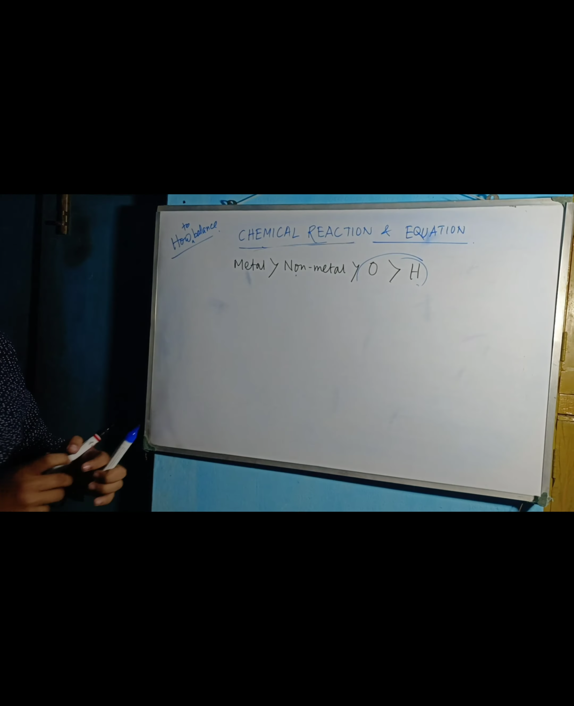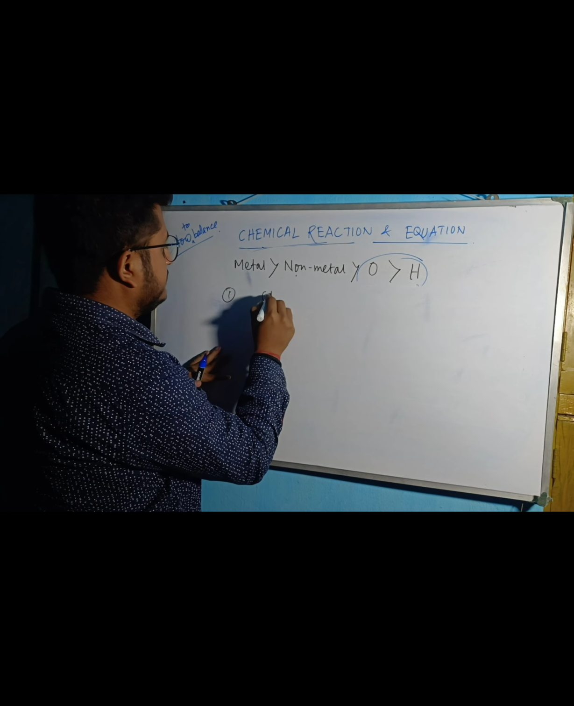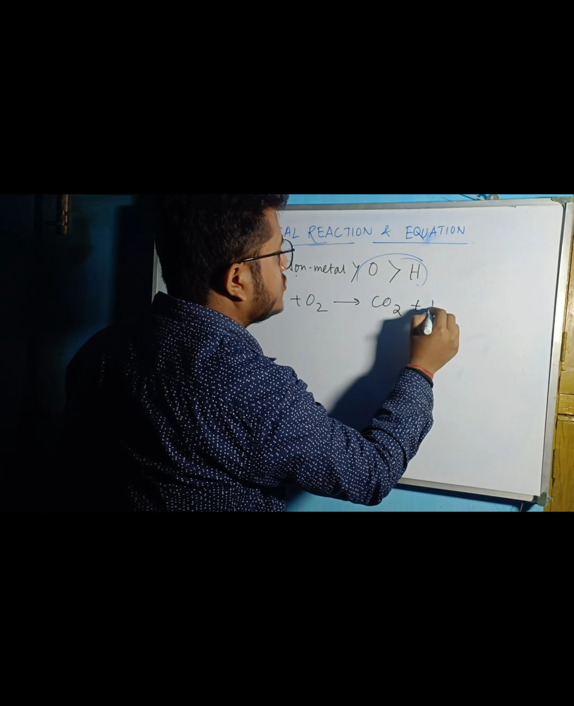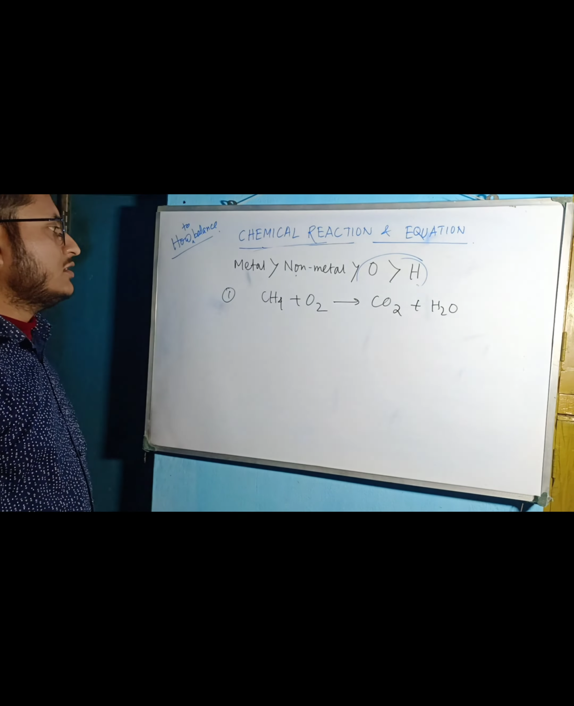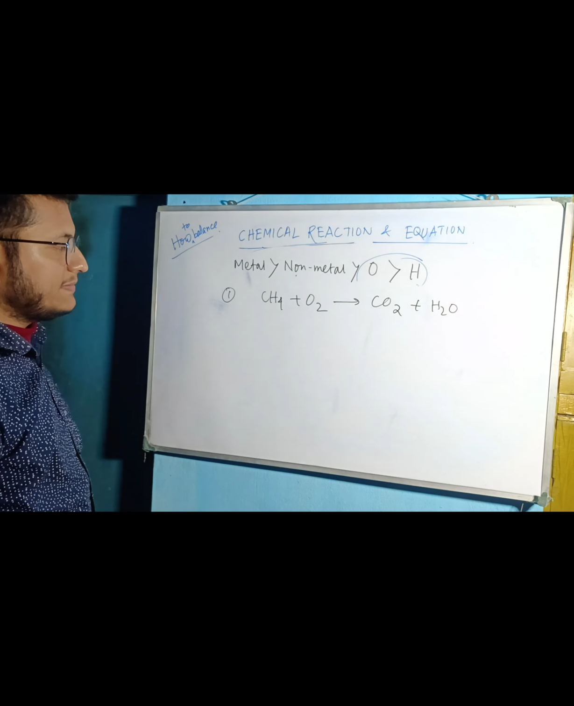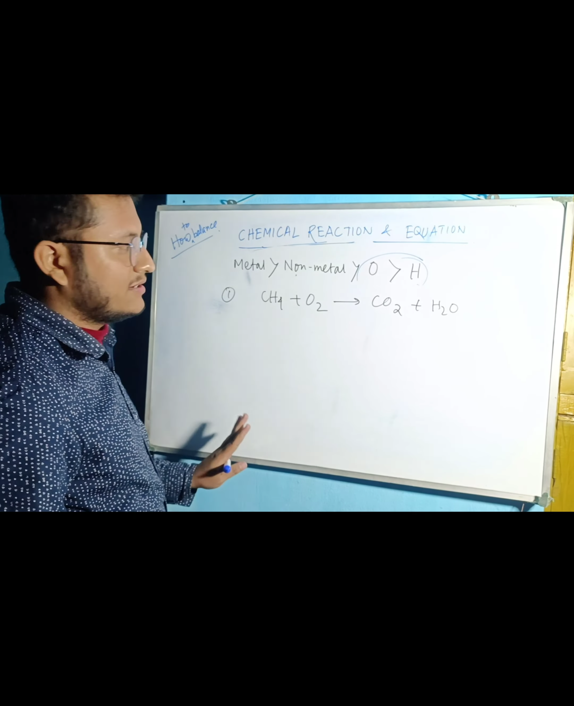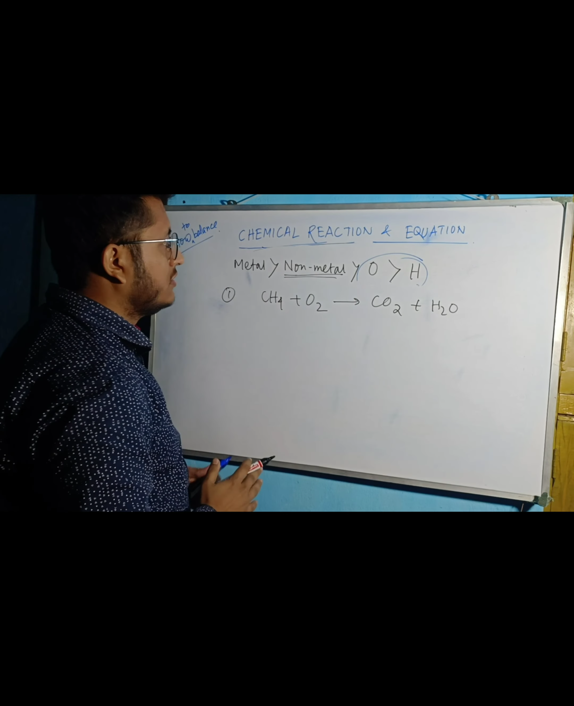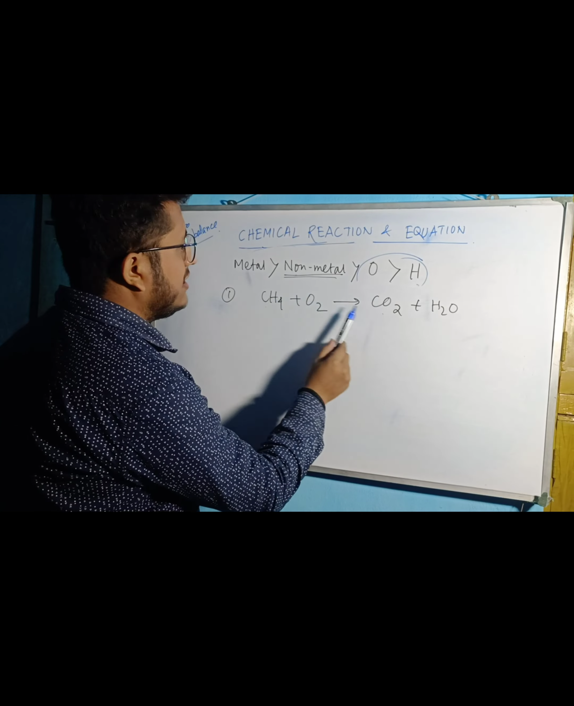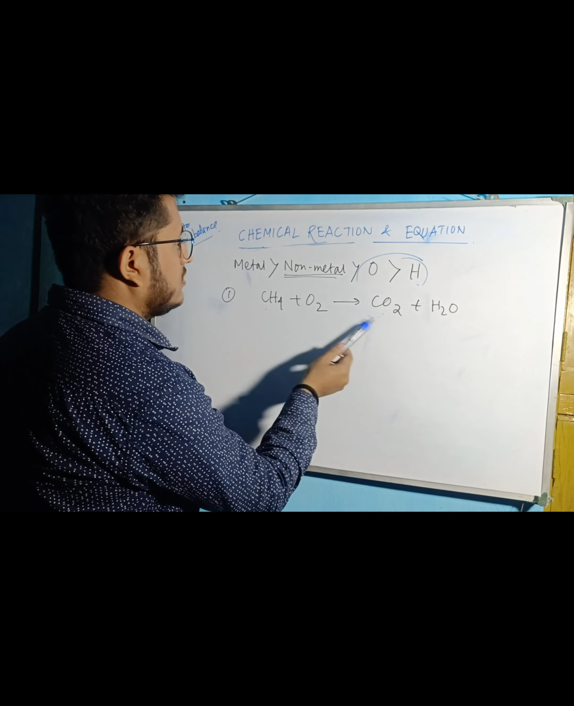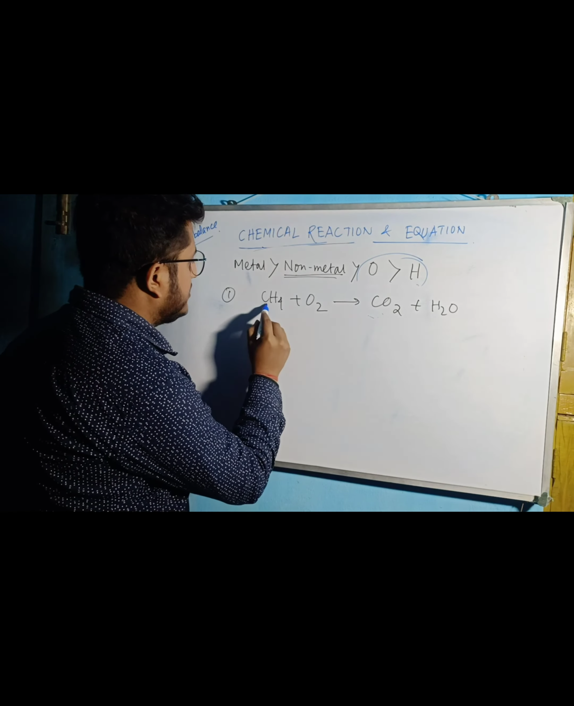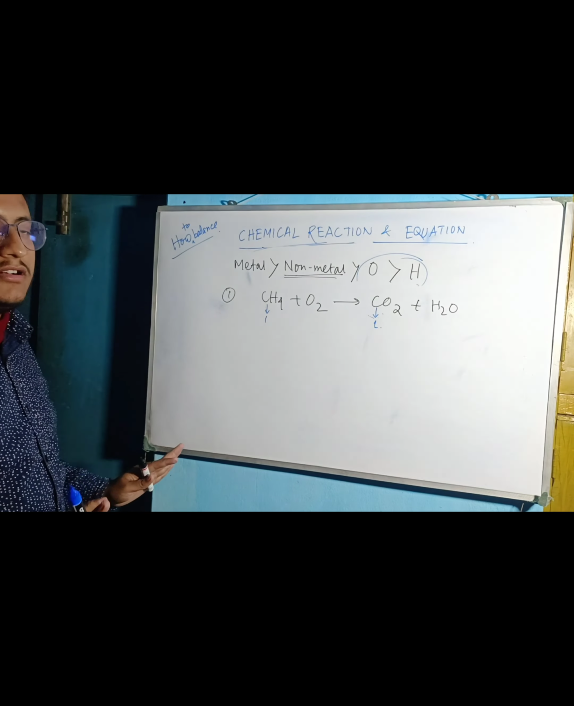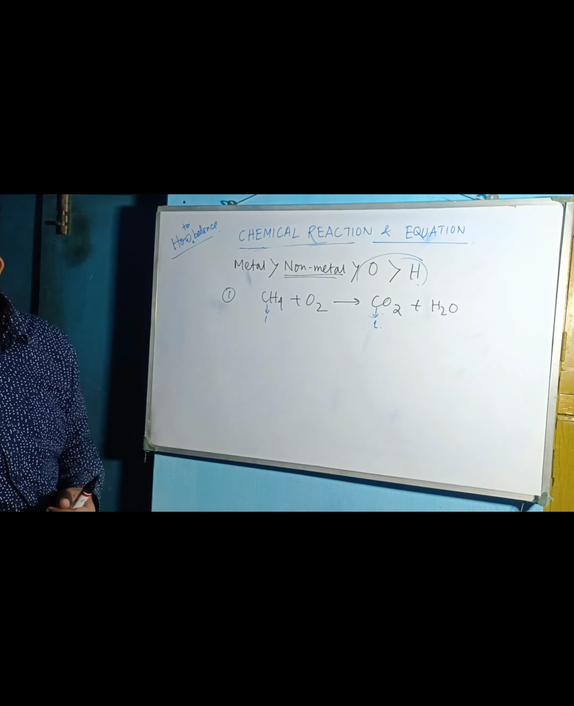Now take an example. First example: CH4 plus O2 gives CO2 plus H2O. Just check whether there is any metal present. No metal is present, so the metal part is finished. Now non-metal. Non-metal is carbon. The number of carbon here is 1, and the number of carbon here is also 1. So don't try to deviate the number because it is equal on both sides. Just let it go.